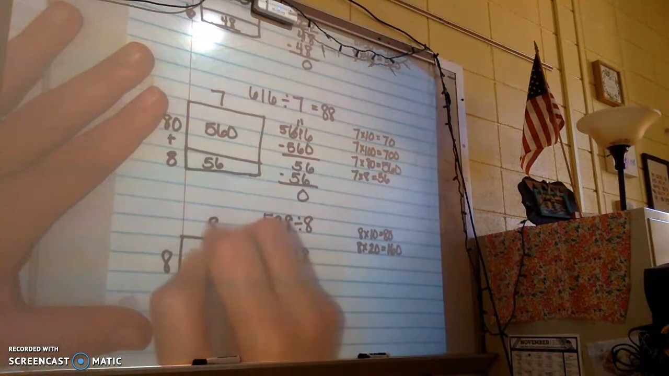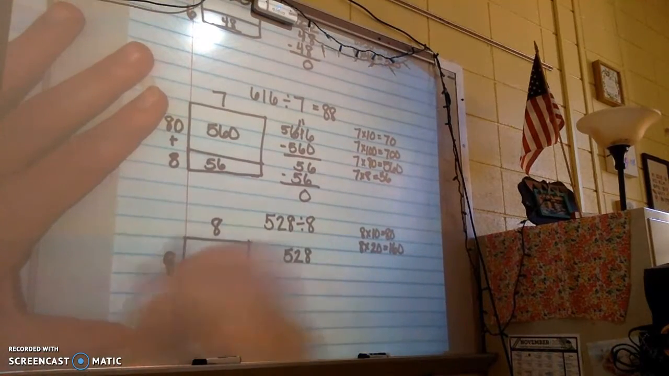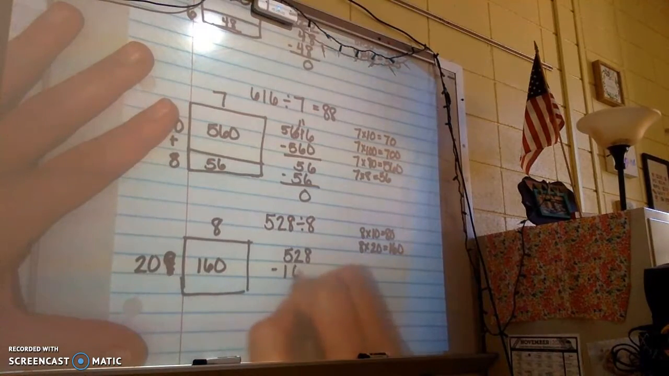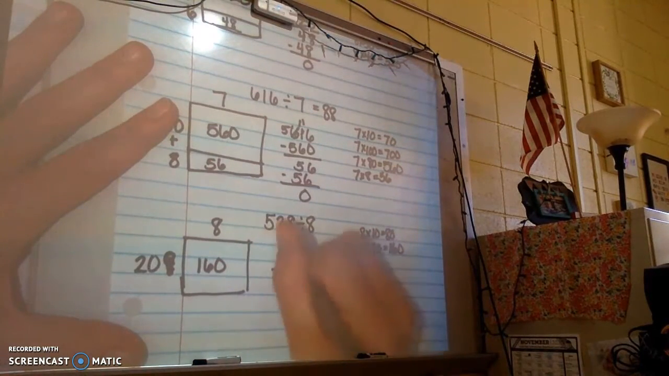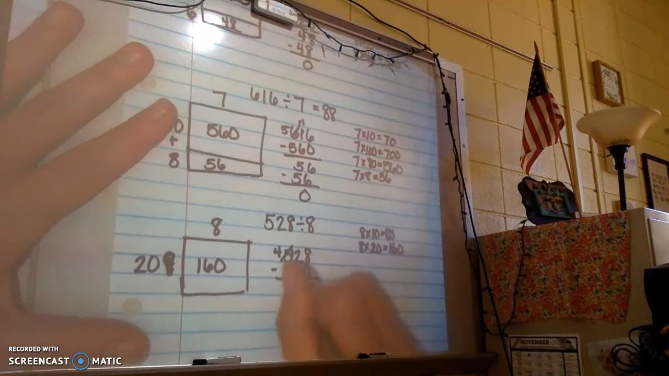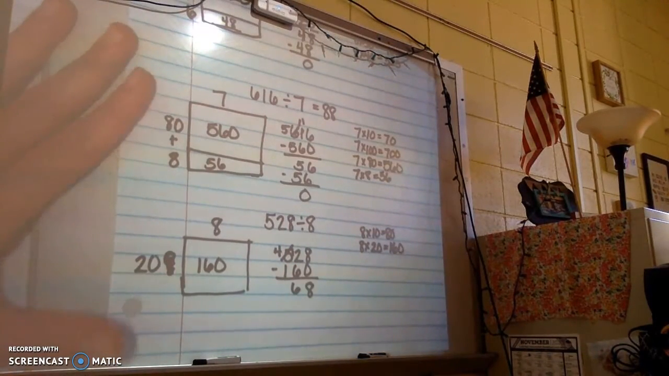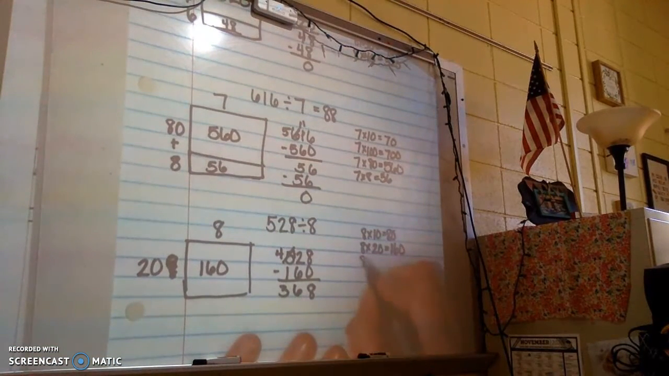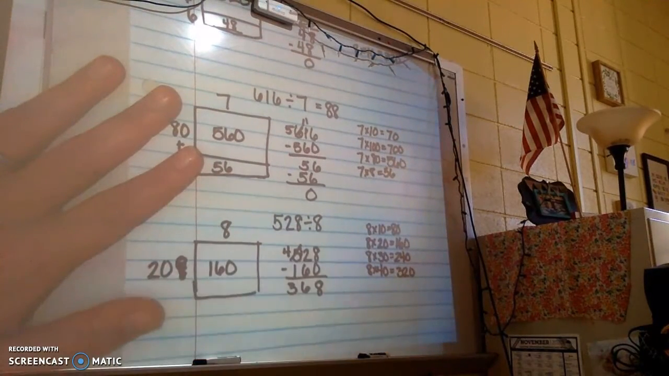I put my 8 in the wrong spot out here. 8 times 20 is 160. Subtract that. Get 368 left over. I could do 160 again. I wonder what 8 times 30 would be. 240. Oh, 8 times 4 is 32. So 8 times 40 would be 320. So that one, let's do 40.